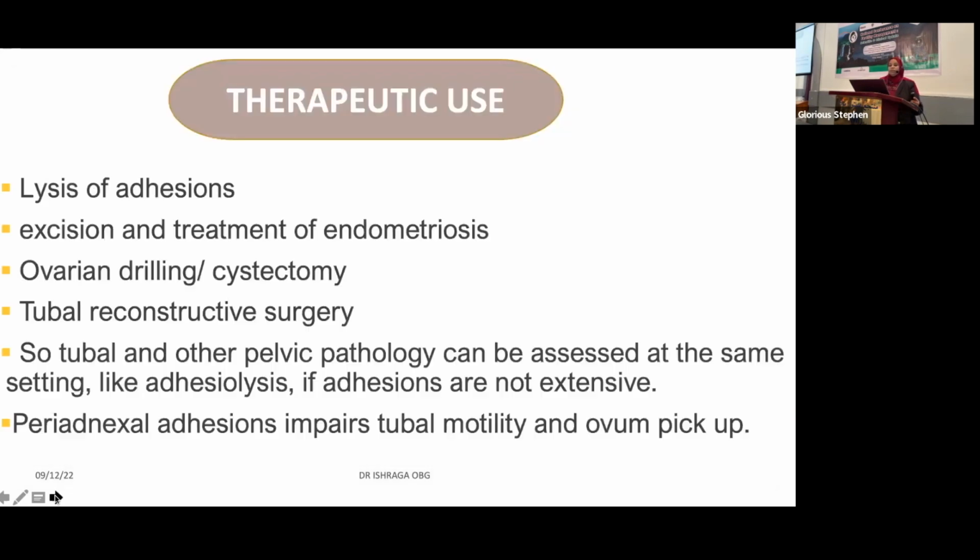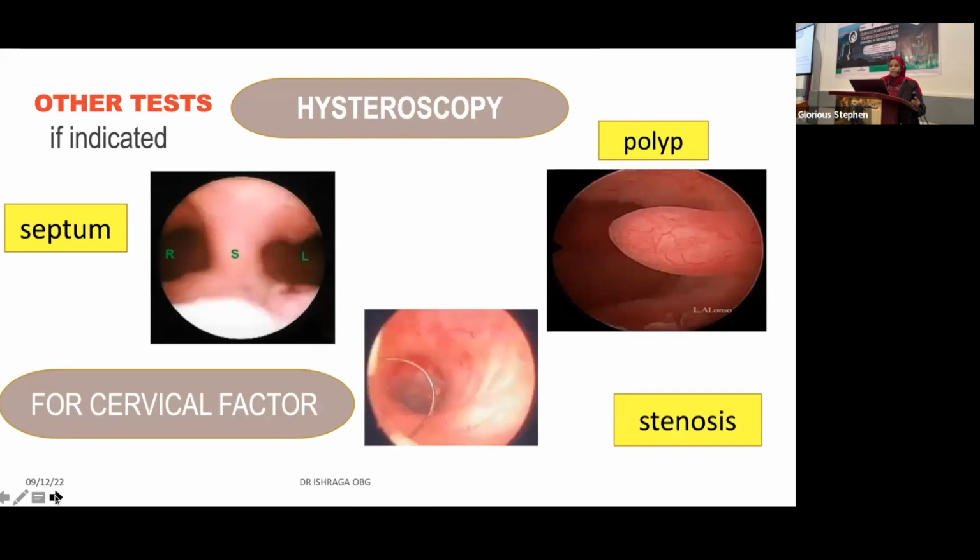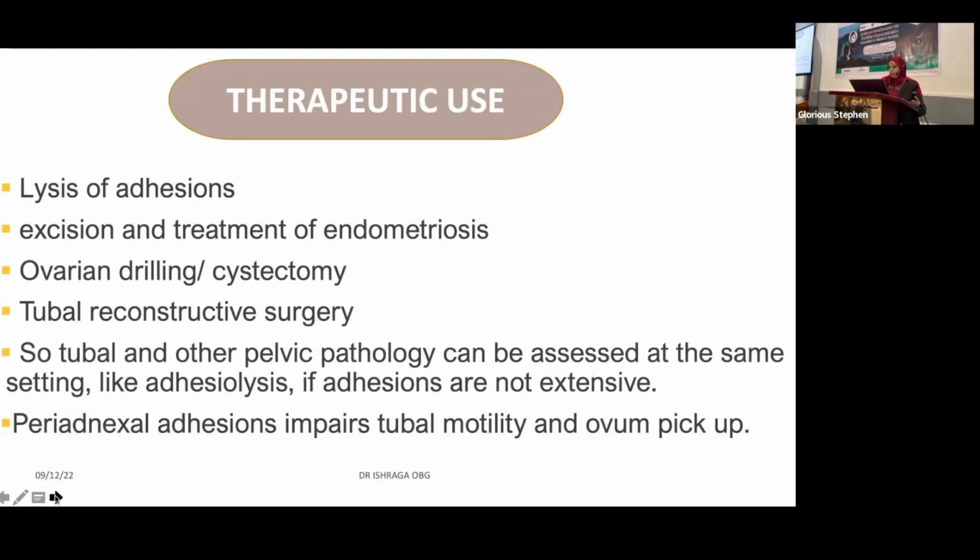It can also be used as a therapeutic modality for lysis of adhesions, excision and treatment of endometriosis, ovarian drilling and cystectomy, and tubal reconstructive surgery. So tubal and other pelvic pathology can be assessed at the same setting. Adhesiolysis can be done if the adhesions are not extensive. We know periadnexal adhesions impair tubal motility and the ovum pickup.